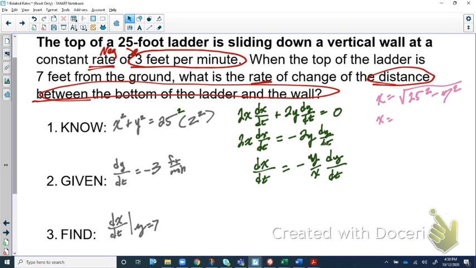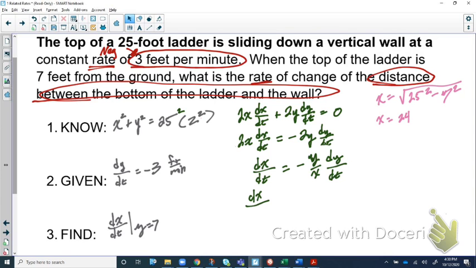So 25 squared minus 7 squared. I've made enough mistakes. I don't want to do this one in my head. Square root 25 squared minus 7 squared. There we go. And I get a 24. So 24. So now we have enough information to plug everything in that we need to.